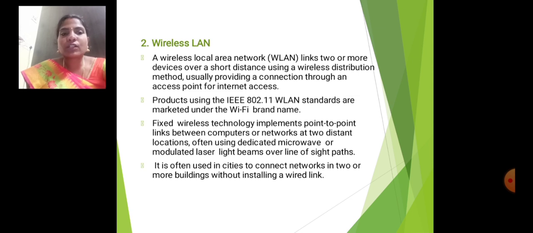Fixed wireless technology implements point-to-point links between computers or networks at two distant locations, often using dedicated microwave or modulated laser light beams over line of sight paths. It is often used in cities to connect networks in two or more buildings without installing a wired link.